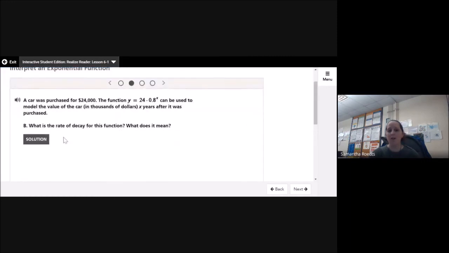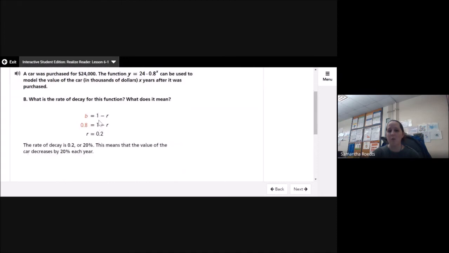So what is the rate of decay for this function? What does it mean? So b equals 1 minus r. B is 0.8, so 0.8 equals 1 minus r. I solve for r, which gives me 0.2. So the rate of decay is 0.2 or about 20% every year. So every year, the value of my car is going to decrease by 20%.